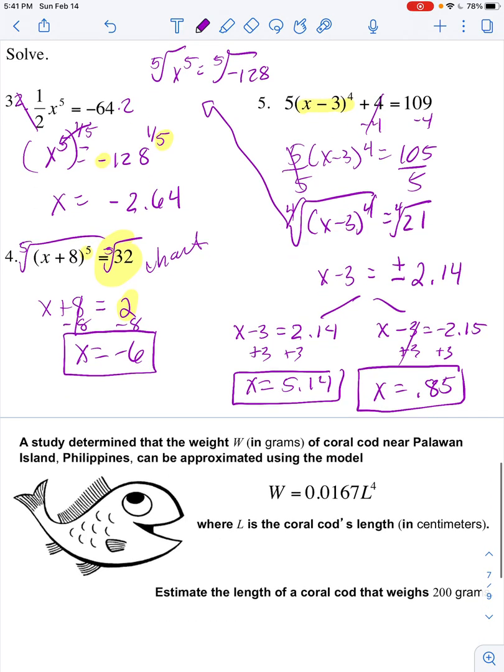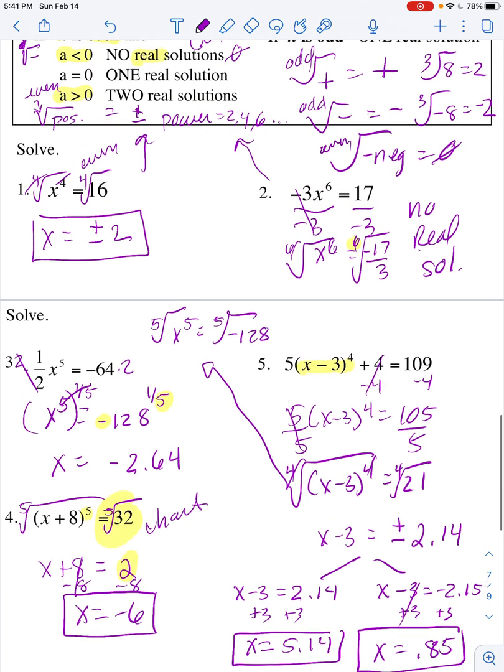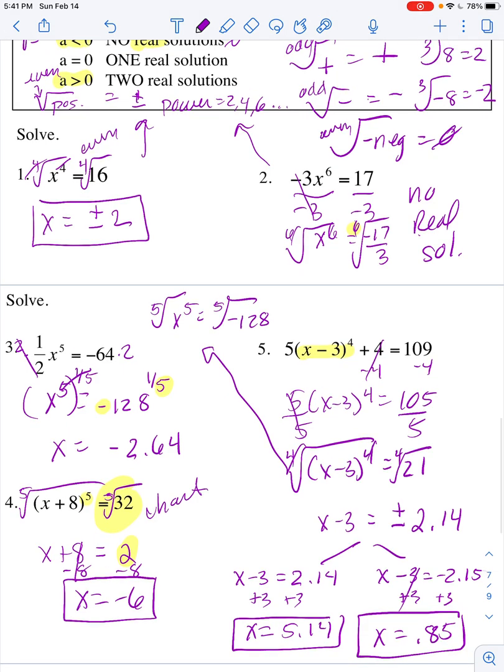So hopefully that'll help you out a little when you see the review problems on solving, because we haven't done a ton of those. So I wanted to just give you a little help on that.